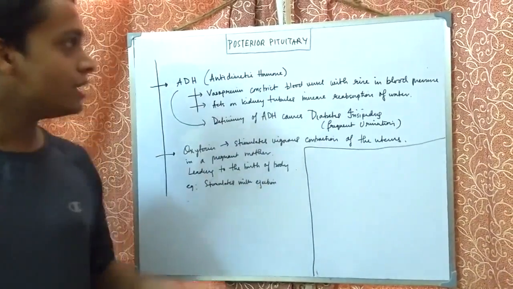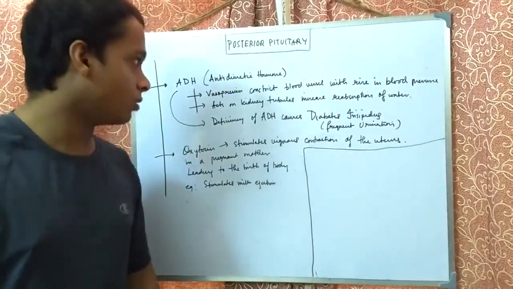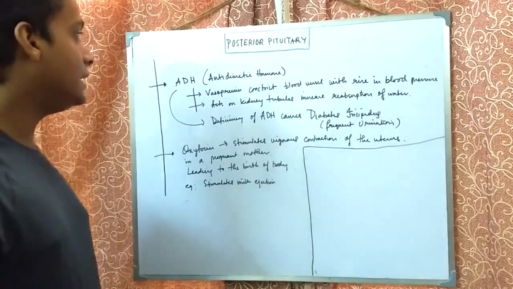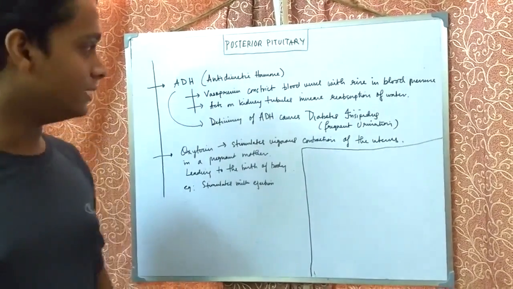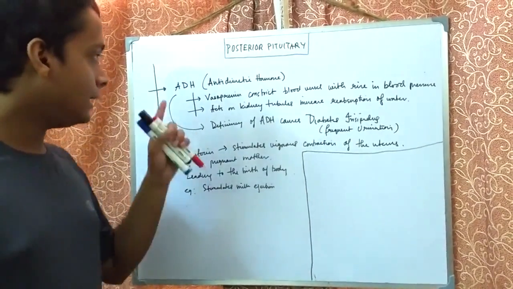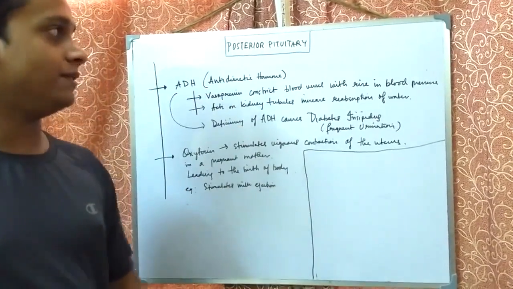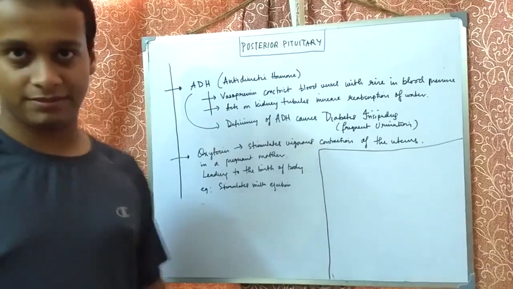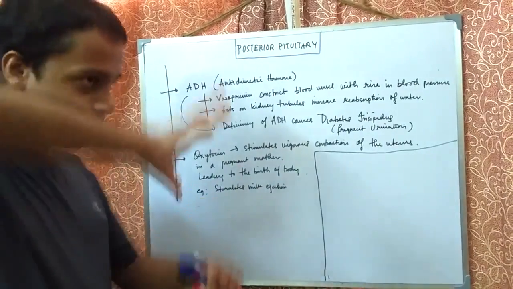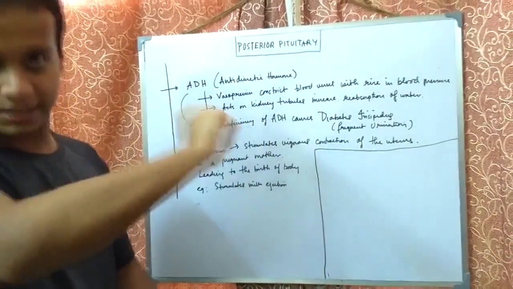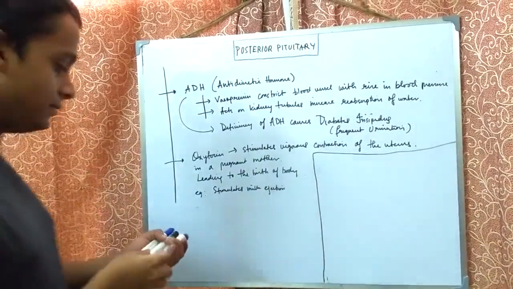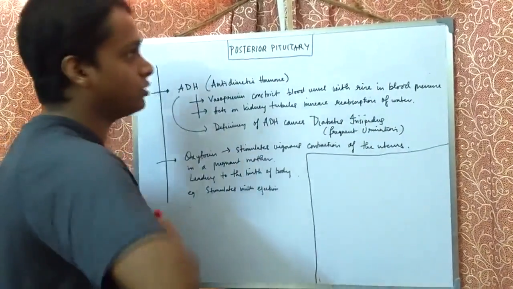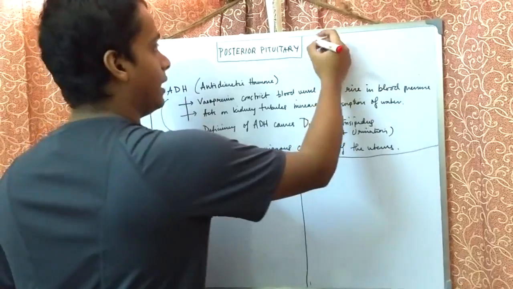Let's first come to antidiuretic hormone. It is also known as vasopressin, the reason being it constricts the blood vessels with a rise in blood pressure. Vaso means blood vessel, so it is pressing the blood vessel. So what happens if this is a blood vessel?